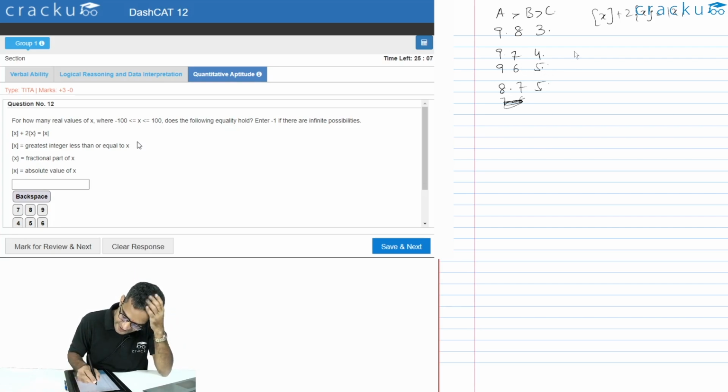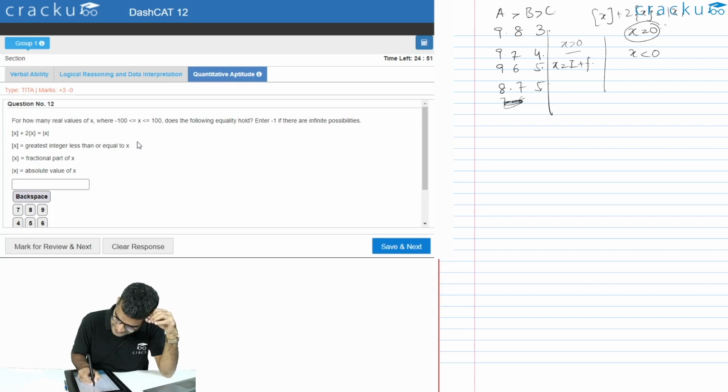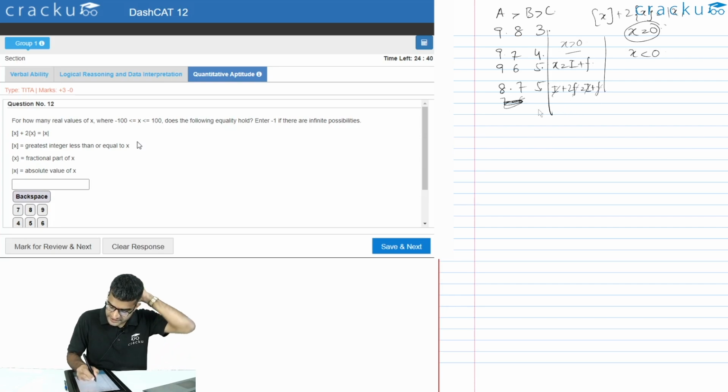Let us first consider the case where x is greater than 0. First, x is equal to 0 is one of the answers. The next thing is x greater than 0 we will consider, and x less than 0 we will consider. If x is greater than 0, we'll assume that x is equal to some integer I plus a fraction f. So we are told that I plus 2f is equal to I plus f. That's it, right? So we can cancel I, or f is equal to 0. Okay, interesting. So that will be 100. All the integers 1 to 100.